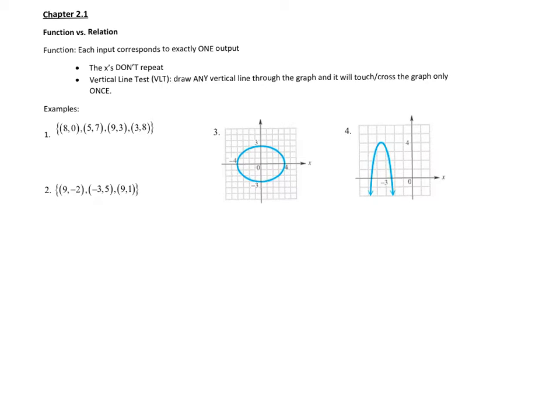When we're looking at ordered pairs, we're going to simply look at the x values. Remember, in an ordered pair, we would have x comma y. So all we're going to do is look at the x's and make sure that they don't repeat throughout the entire set.